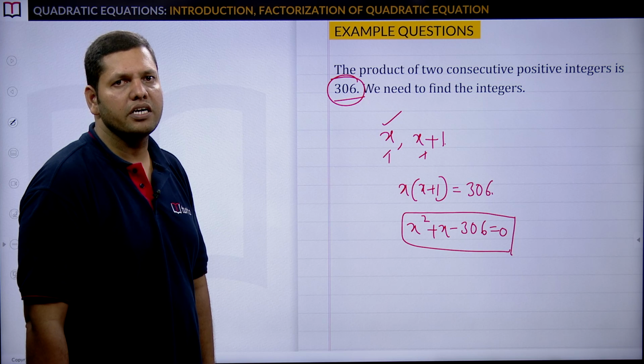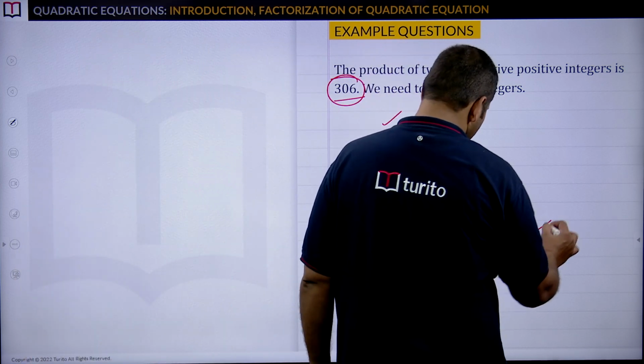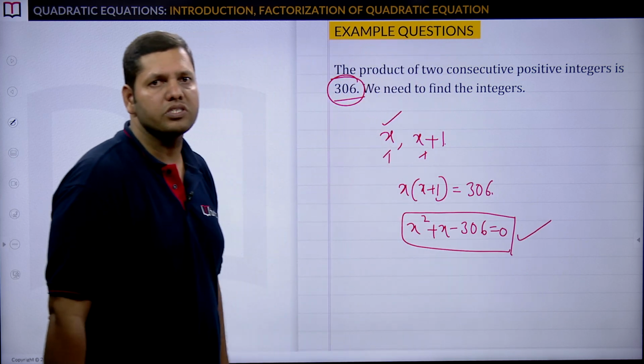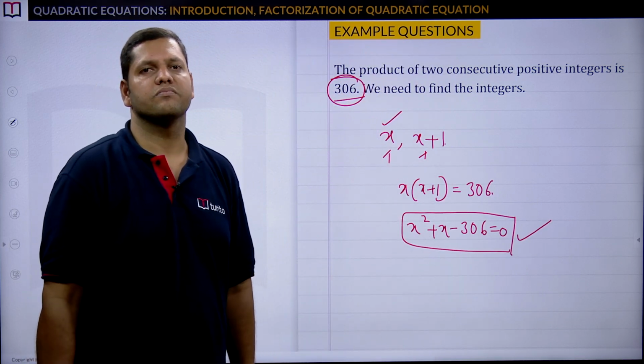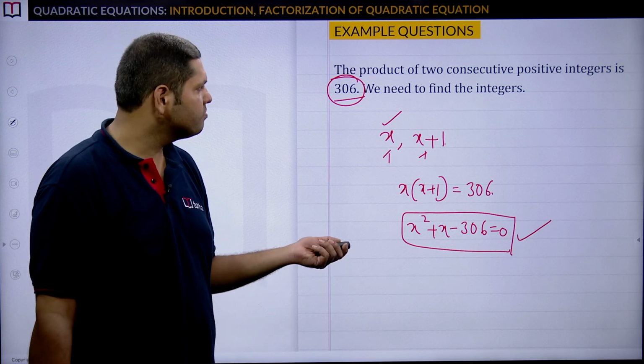Is it clear, children? Are there any doubts regarding this sum? So the answer is x square plus x minus 306 equal to 0. So that is the final solution. Okay, children, any doubts? Fine.